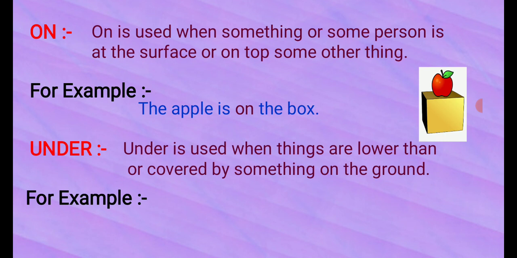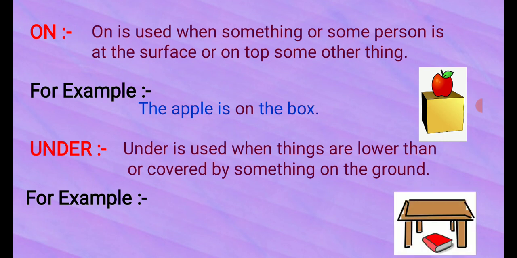Let's see an example with a picture and get more clarity on the uses of under. Look at the picture. What is there in the picture? There is a table and a book. Where is the book? The book is under the table, right? How can we use under? Because the book is covered by the table. So we can say here, the book is under the table. Understand?